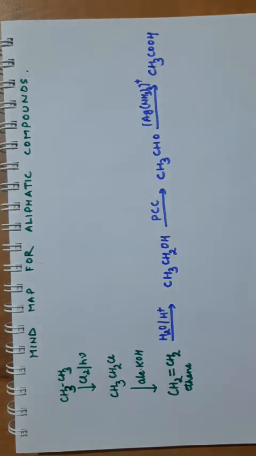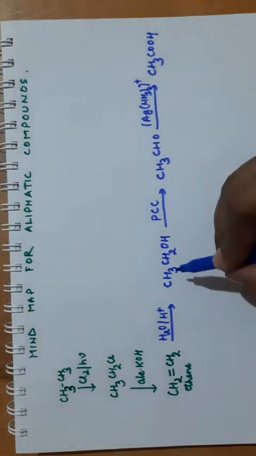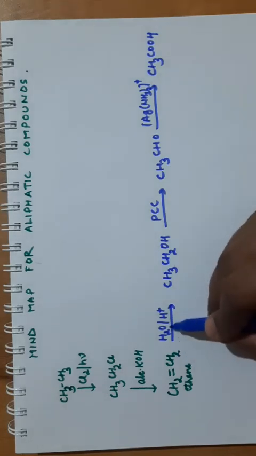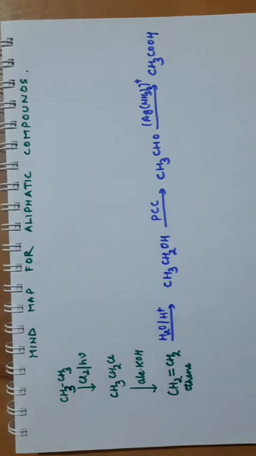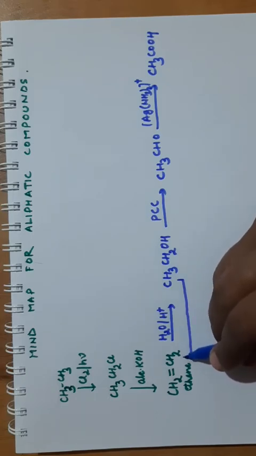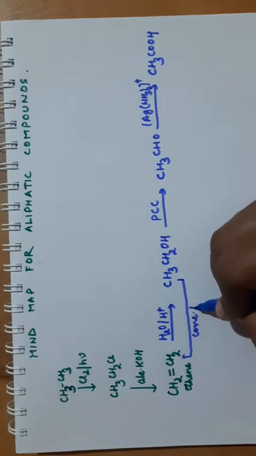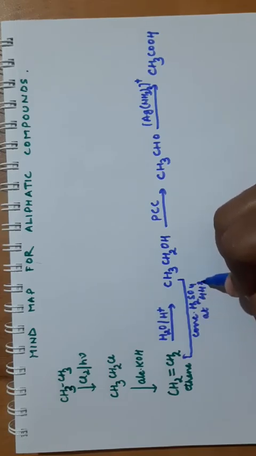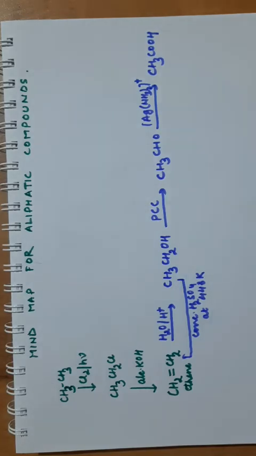This is one part. Now coming to the second part, how this alcohol can be converted back into alkene. We have added water to this alkene to get alcohol. We will remove this water, and water can be removed in presence of a dehydrating agent. And what is the dehydrating agent used? Concentrated H2SO4 at 443 Kelvin. Temperature is specific, otherwise at lower temperature it will undergo the nucleophilic substitution reaction and will give ethers. So concentrated H2SO4 at 443 Kelvin will give you alkene.